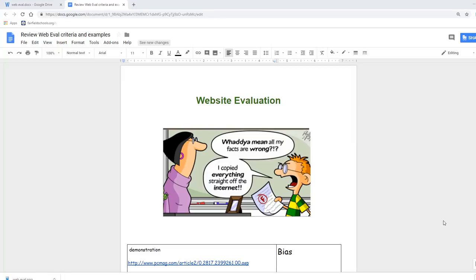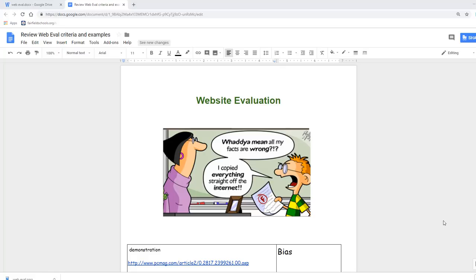In this video, we're going to talk about how to choose a good website for research. That process is called website evaluation, where you look at a website based on certain criteria to see if that would be a good resource for your project.